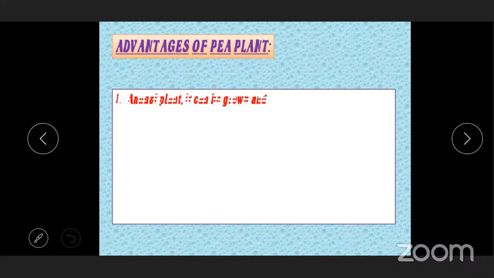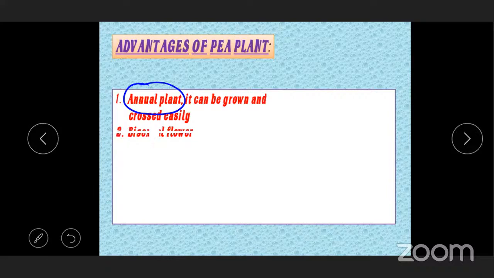What are those advantages? First one, annual plant. It can be grown and crossed easily. What is meant by annual plant? Annual means one year. It is a plant which completes its life cycle within a year. The pea plant is an annual plant. It can be grown and crossed very easily.